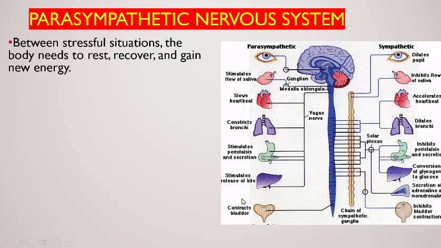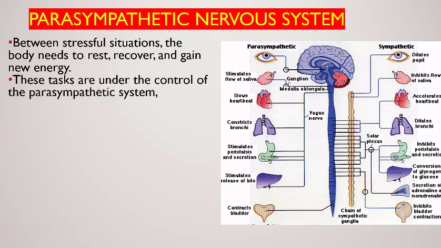Between stressful situations, the body needs to rest, recover, and gain new energy. So: stress, rest, and stress. Between the stressful conditions there is a restful condition, and during this rest the body regains its energy again, and this time is used for the maintenance of the organs. These tasks are under the control of the parasympathetic system.